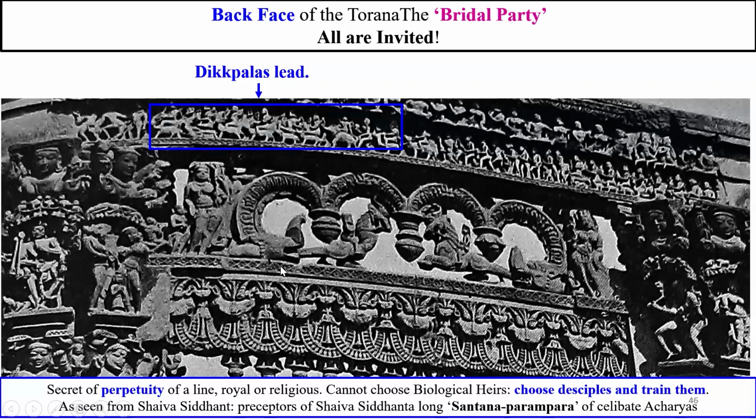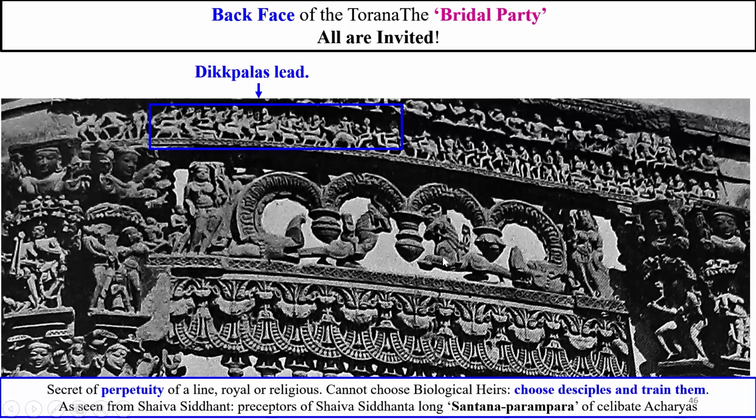And they were like a church, in the sense they were very organized and they were all celibate, but they had their disciples and amongst them they chose, so they had a Santana Parampara. That means they could have a lineage going 5, 6 generations.